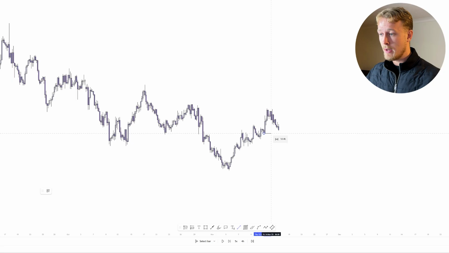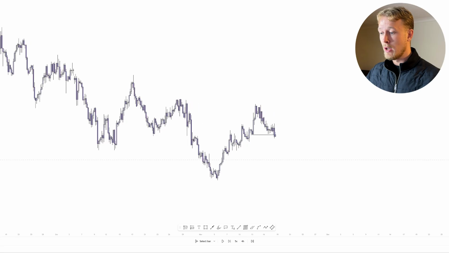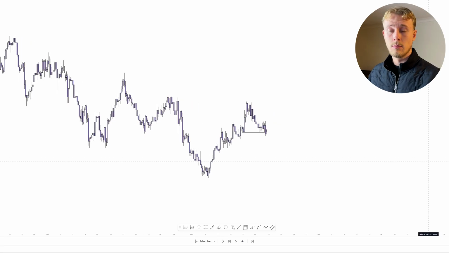So this was the area I was looking for structure to be broken to then indicate to me that the 4H has now turned bearish, aligning with the daily market structure, which we can see here.